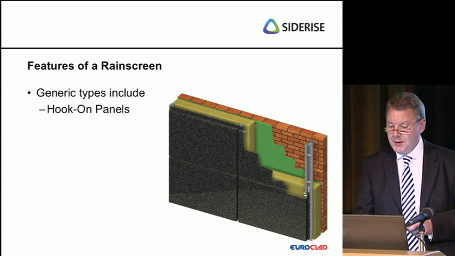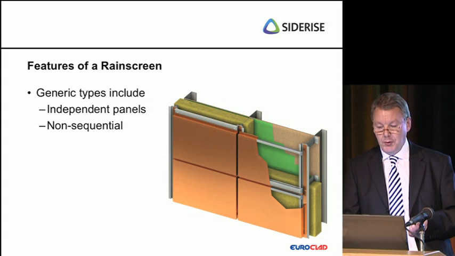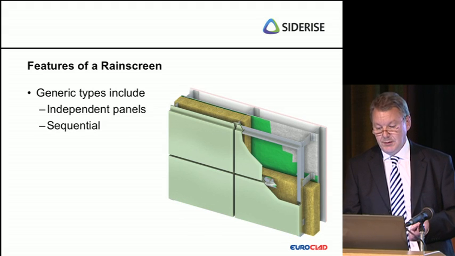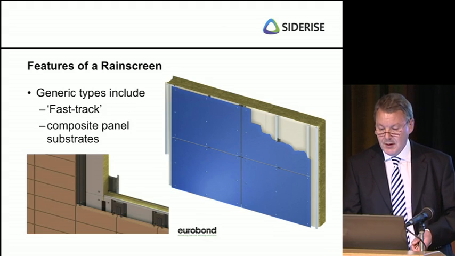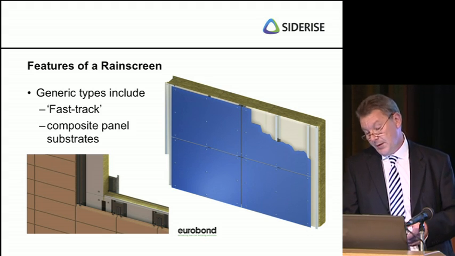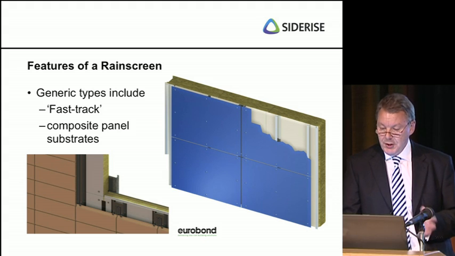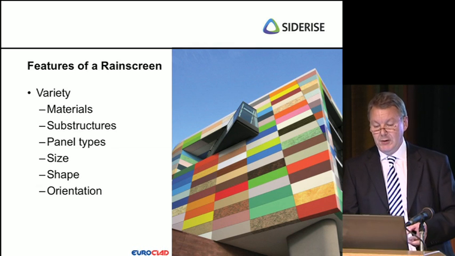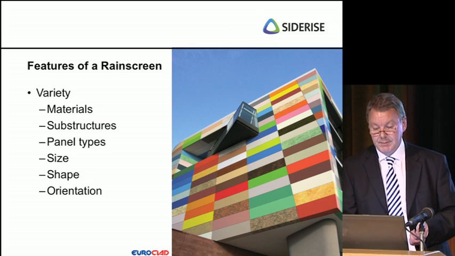There's a huge choice in the type of Rainscreen system available. Generic types include hook-on panels, non-sequentially installed independent panels, sequentially installed panels, positively fixed cassettes, and fast-track composite backwall systems that are prevalent in the retail sector. Thank you to Euroclad and Eurobond for the above examples, and apologies to all those that I have not included, and there are many. To say the least, Rainscreens today offer variety.